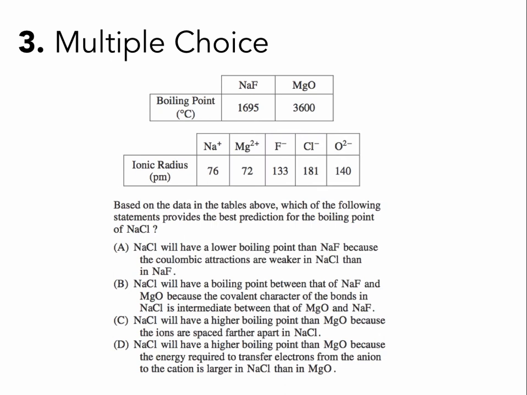Okay, so your multiple choice question, press pause and answer this. It says, based on the data in the tables above, which of the following statements provides the best prediction for the boiling point of sodium chloride? So before you do this, replace boiling point for melting point and go back to your notes on the Coulombic attraction in the ionic lattice.